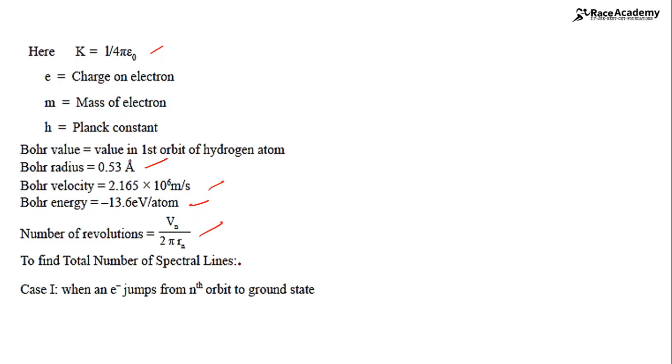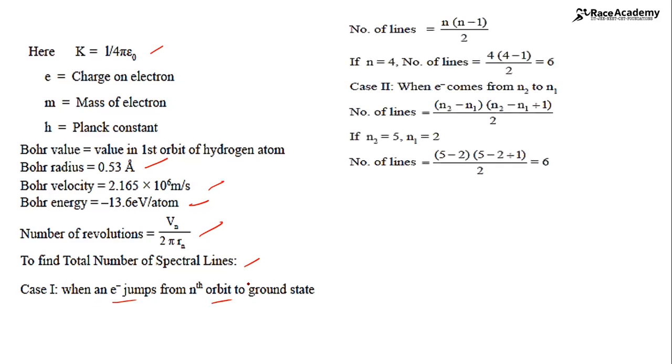And to find the total number of spectral lines, we have one case, the first case, that is when an electron jumps from nth orbit to the ground state. Then we will use this formula, n into (n minus 1) by 2. If n value is 4, the number of lines will be 6. In that we can calculate it.